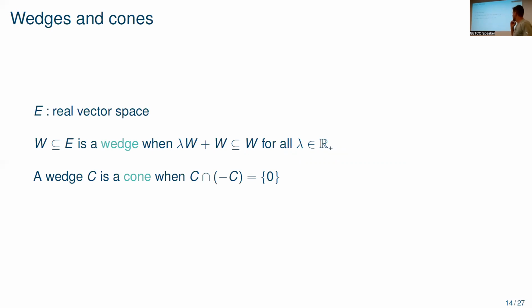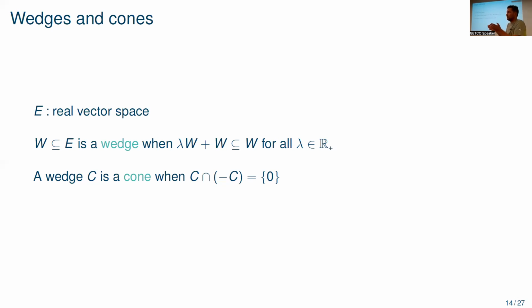Okay, so a very small reminder. What we call a wedge in a real vector space is just a subset which is stable under addition and multiplication by a positive scalar. And you say that your wedge is a cone when the intersection of this wedge with its opposite is 0. Another way to say that is that your wedge should not contain a full line. And of course, you should think about cones as light cones.